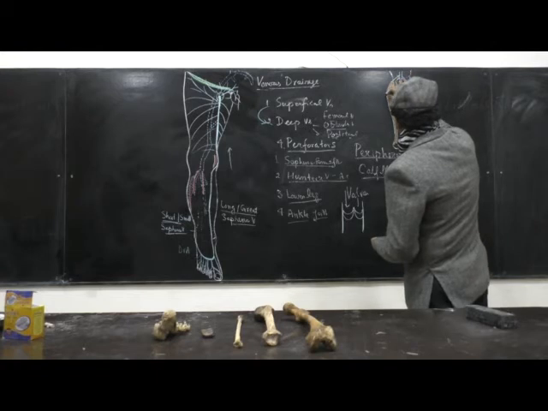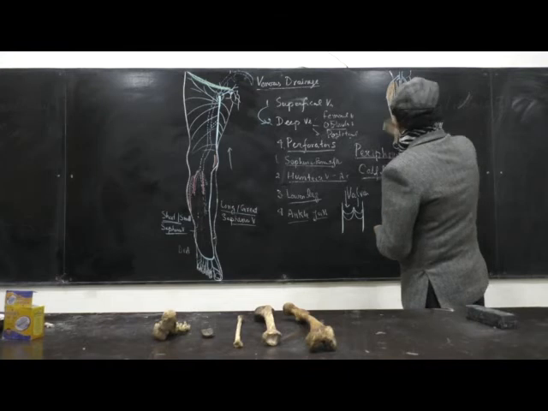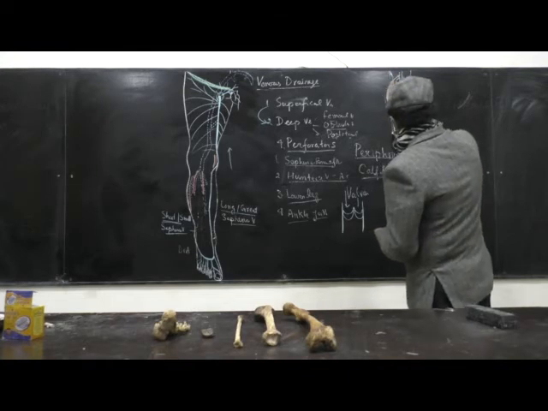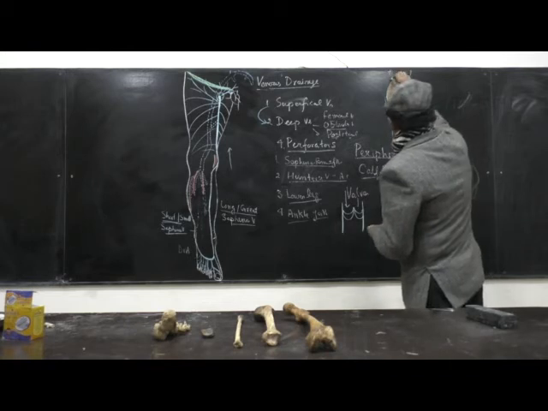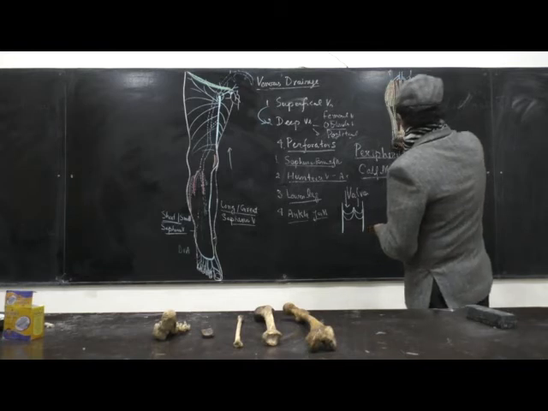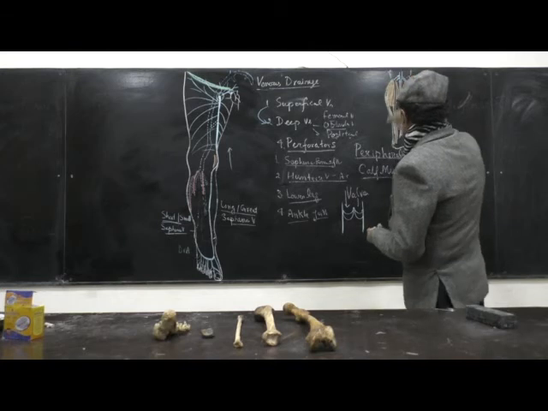So this is the short saphenous vein which lies in the superficial fascia of the posterior part of the leg, in the yellow color fat, and opens into the popliteal vein.